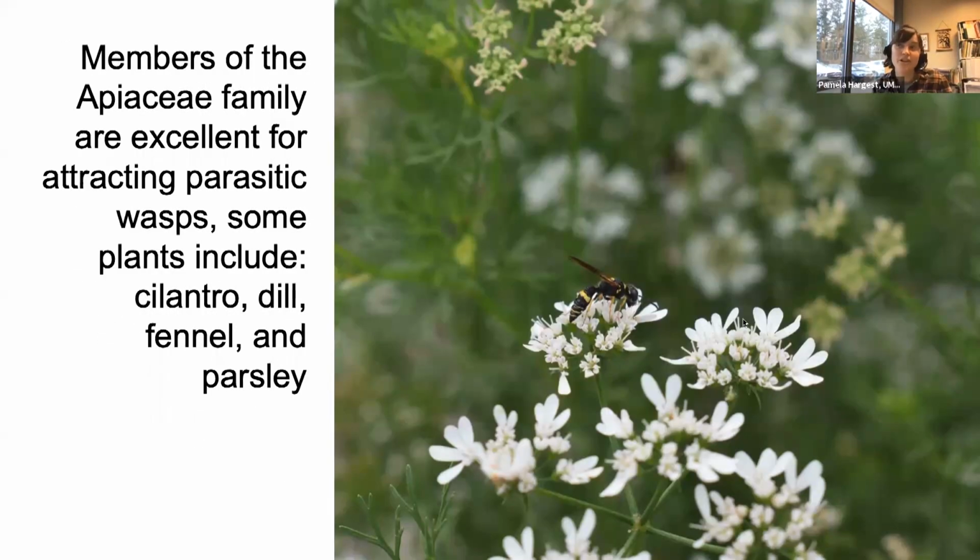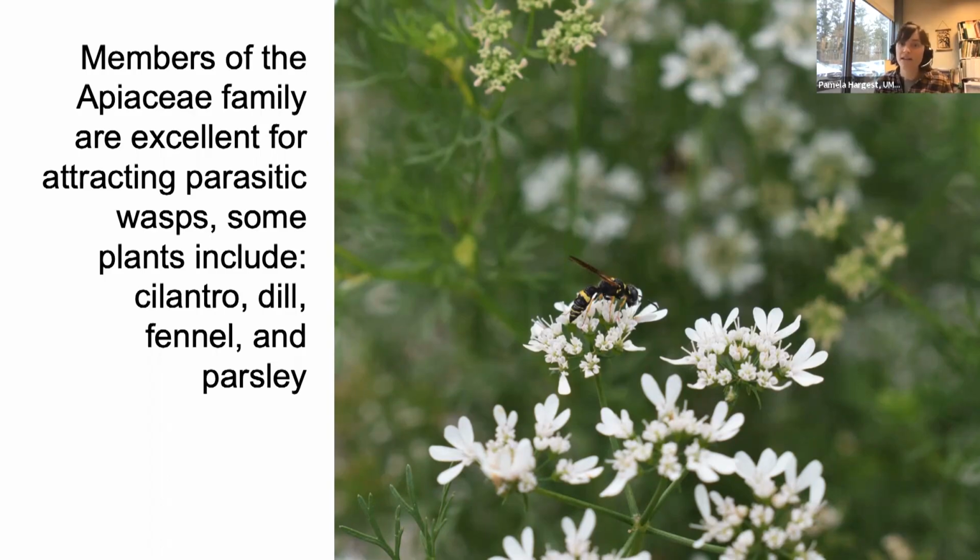And also another tip for you is that incorporating different members of the Apiaceae family, so it's kind of the carrot family, is a great way to attract parasitic wasps. A couple examples from that family include cilantro, dill, fennel, and parsley. So if you let those flowers bloom, you'll end up seeing a lot of different types of wasp species on those flowers.